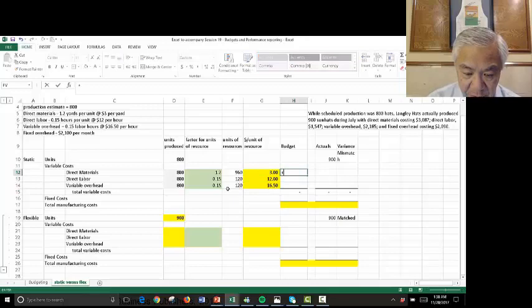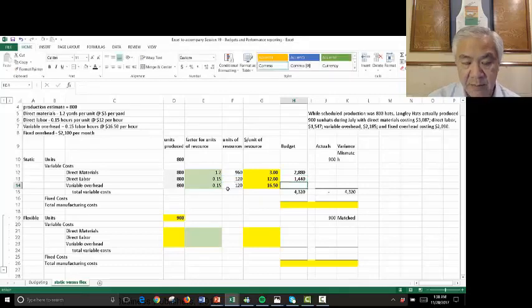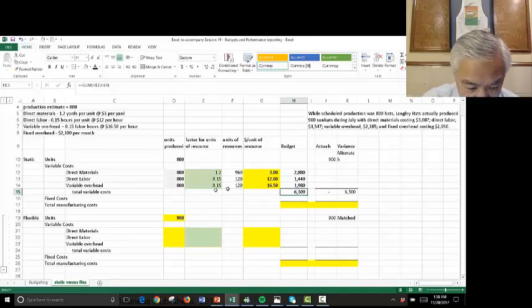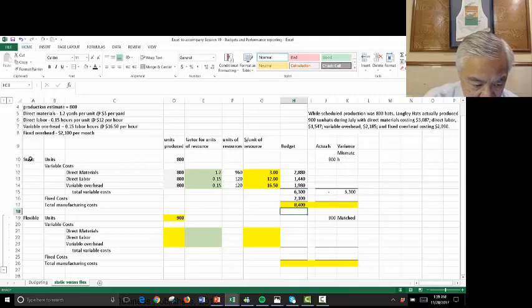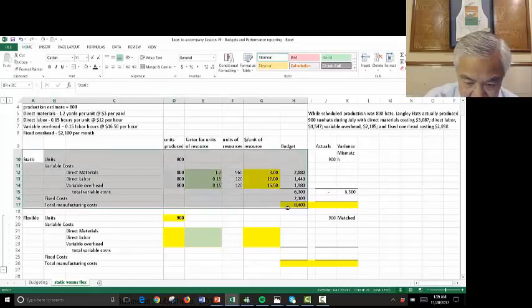So now we can get to the dollar budget. If we use 960 yards times $3 a yard, that would cost us $2,880. If we use 120 hours and the hourly rate is $12, it'll be $1,440. If we use 120 hours times the allocation rate of $16.50, we use $1,980 of variable overhead. So now we have the variable cost. And here, fixed cost, $2,100. So the total cost is $8,400. So now I can highlight this as the static budget.